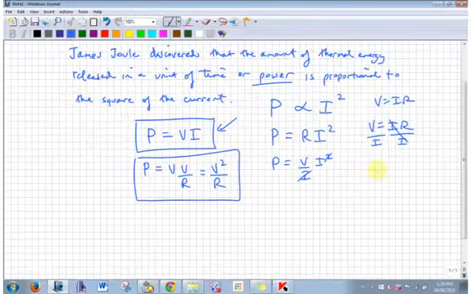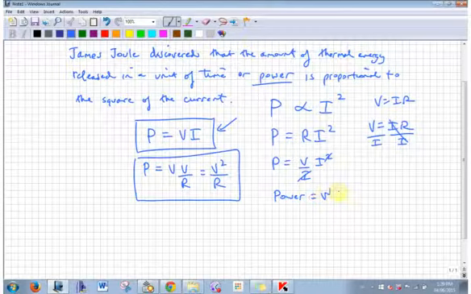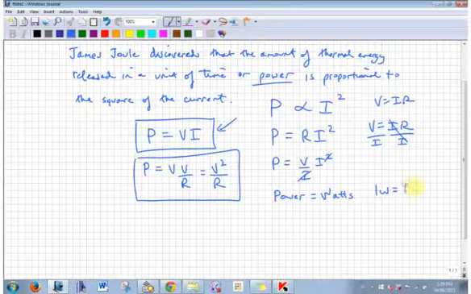Okay, so remember, power is in what unit? Watts. I guess the joule was already taken, so we named something else after James Joule. And 1 watt is 1 joule per second.